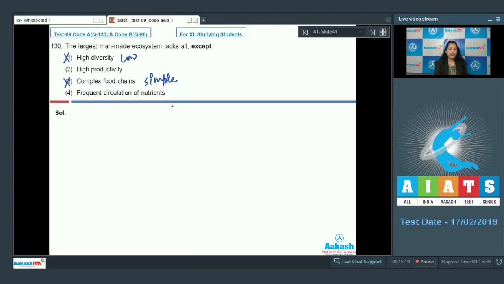Fourth, frequent circulation of nutrients, no, it has a low or less circulation of nutrients, so this is also ruled out. So the largest man-made ecosystem has high productivity. So the correct option for the given question is option number 2. Let's move to the next question.